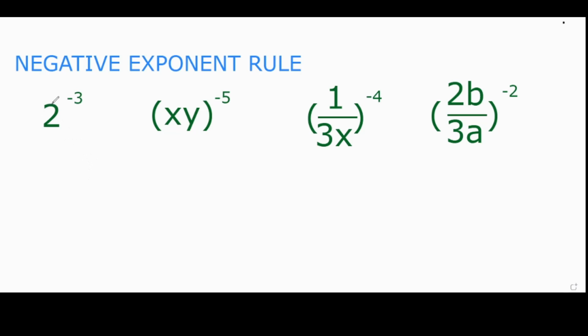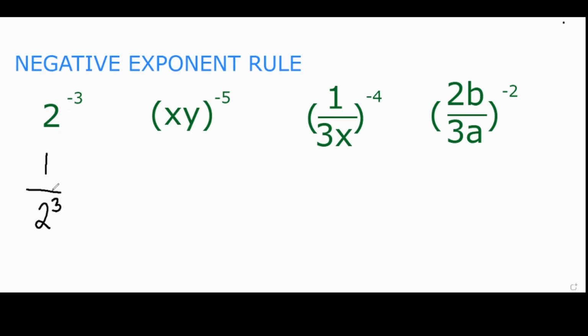So we have here 2 raised to negative 3. In getting its reciprocal, if it's on the numerator, we just have to place it on the denominator. And if the one that has a negative exponent is on the denominator, then we just have to move it to the numerator to change the sign of the exponent. So let's do it for 2 raised to negative 3. Again, to make it positive, all we have to do is place that on the denominator.